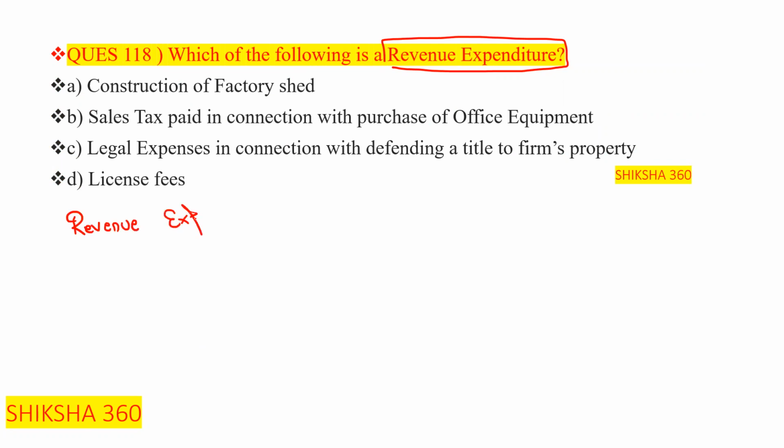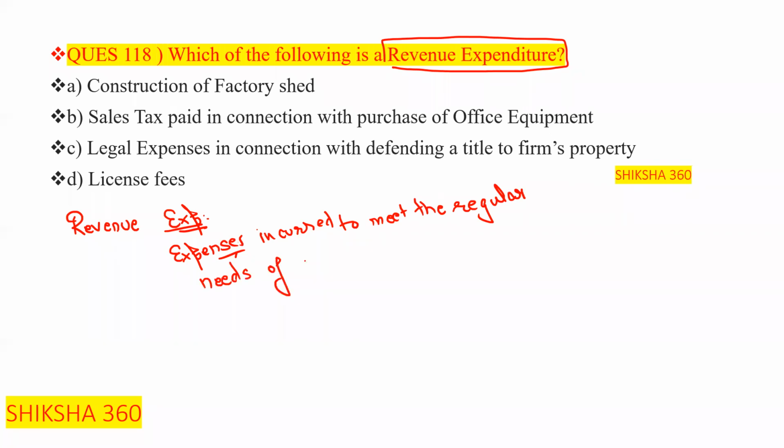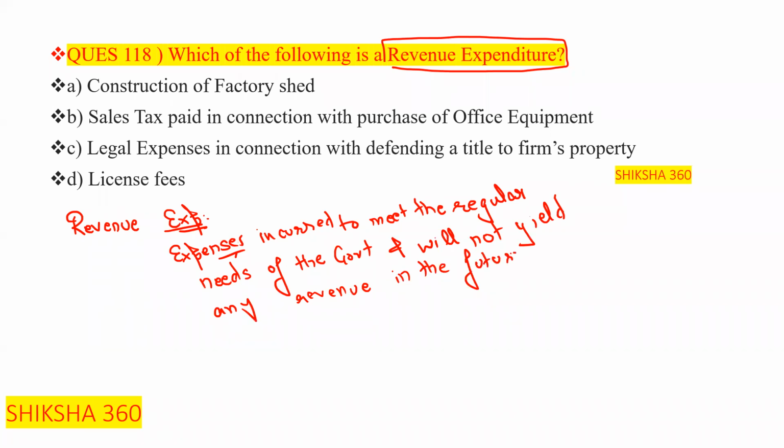Revenue expenditure is expenses incurred or spent to meet the regular needs of the government, and will not yield any revenue from that in the future.